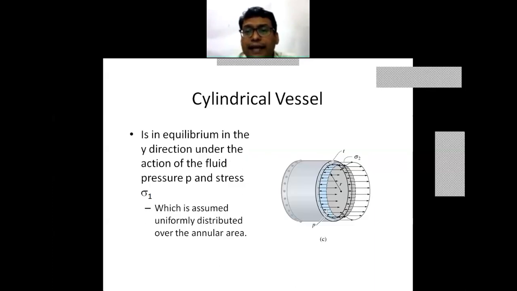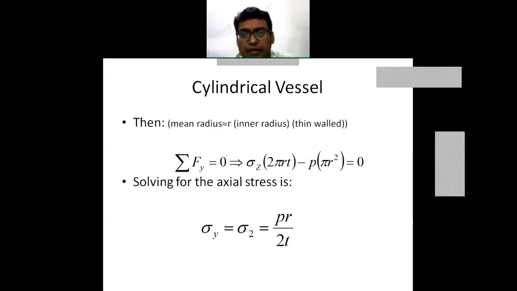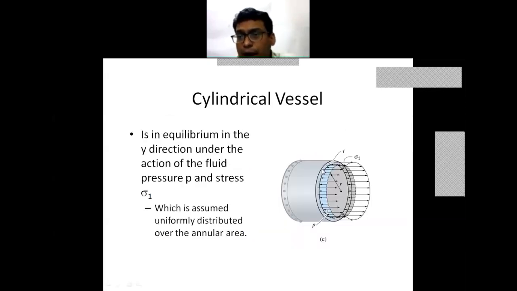Now one can take the balance over this. The stress balance and the pressure balance, that is the sigma 1 and 2 pi RT, that is pi d into T. This is nothing but pi d into the thickness.